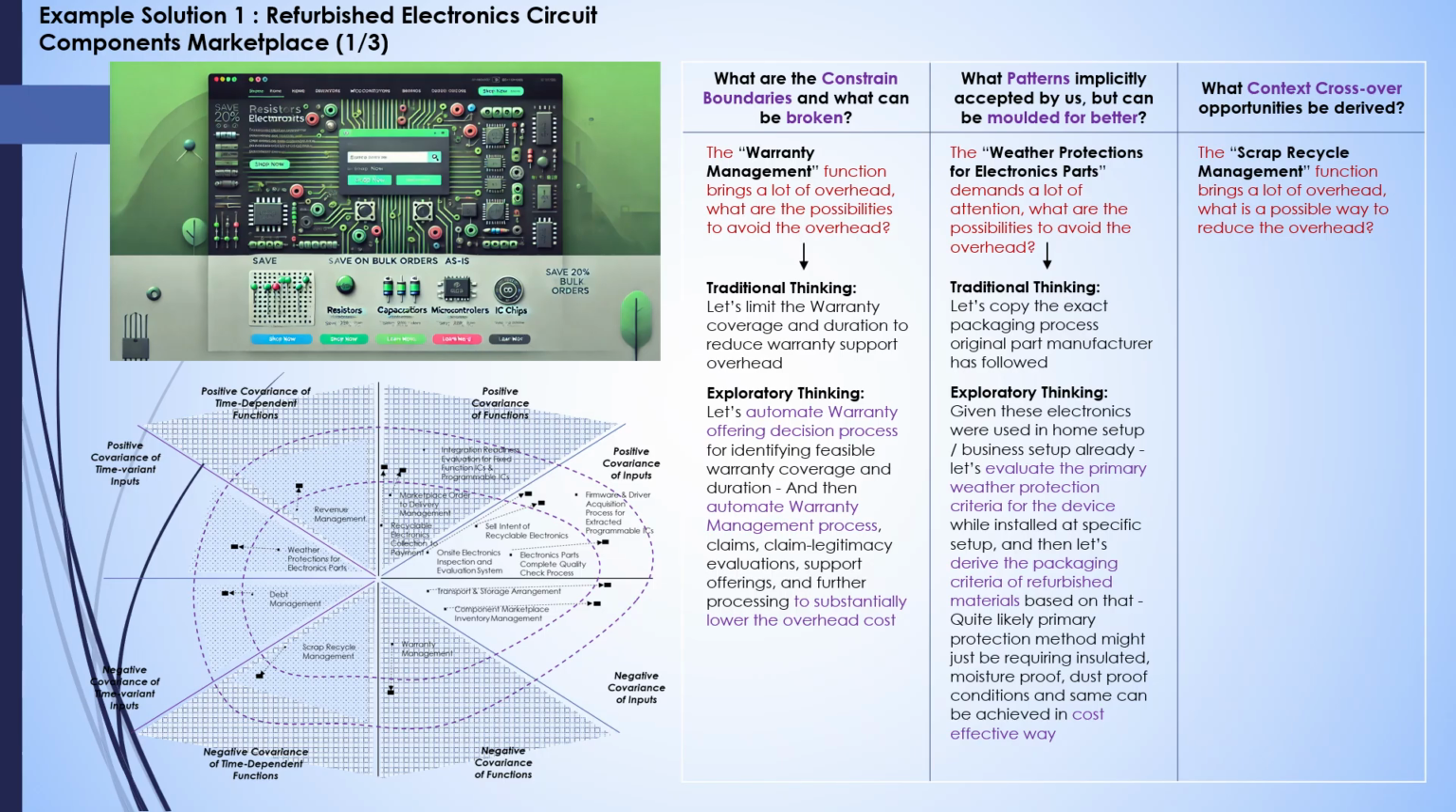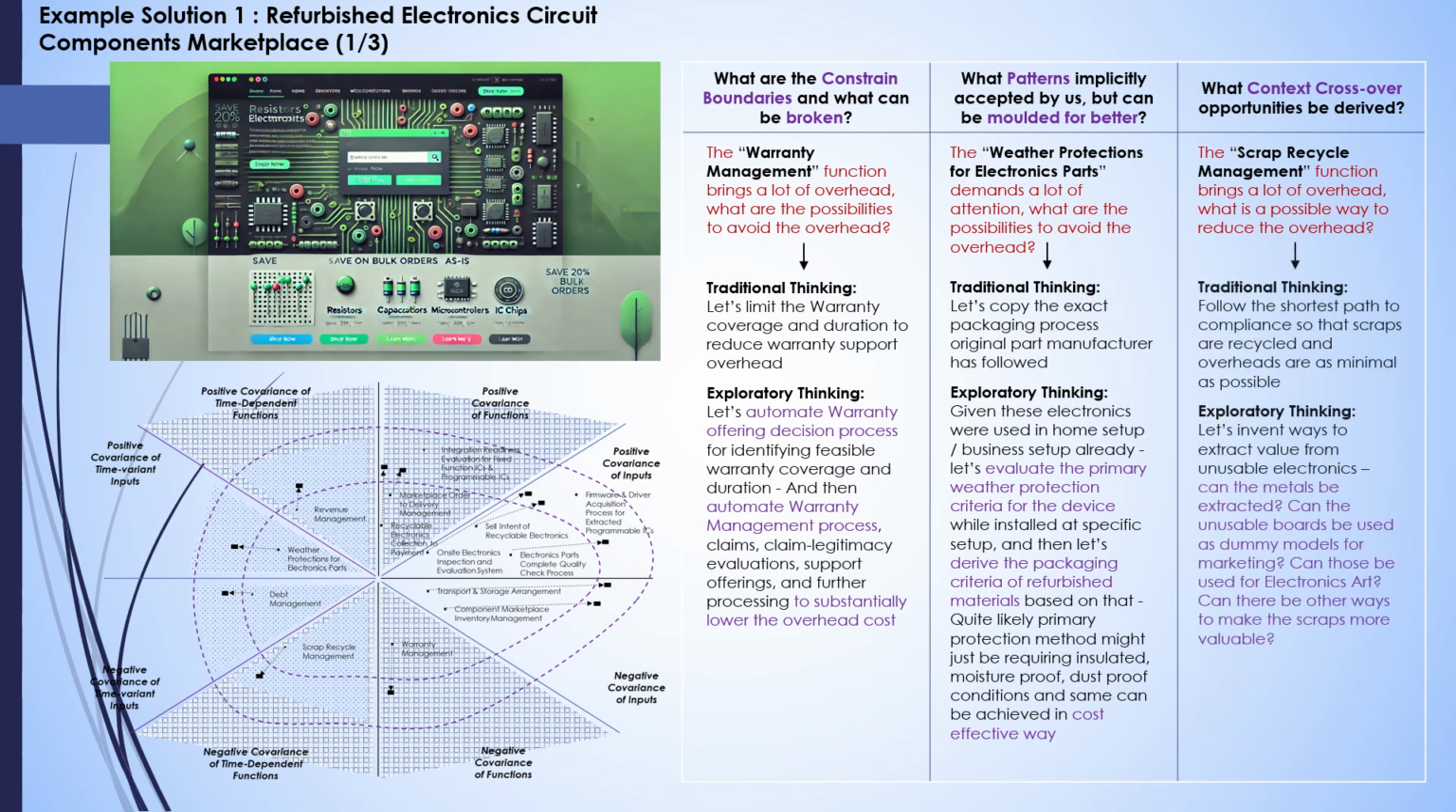You've stopped copying a specification built for a different context and started designing one that fits your context precisely. Smarter protection, lower cost, better fit. And finally, scrap recycle management. The conventional path, follow the shortest route to compliance. Recycle the scrap responsibly, keep the overhead minimal, move on.